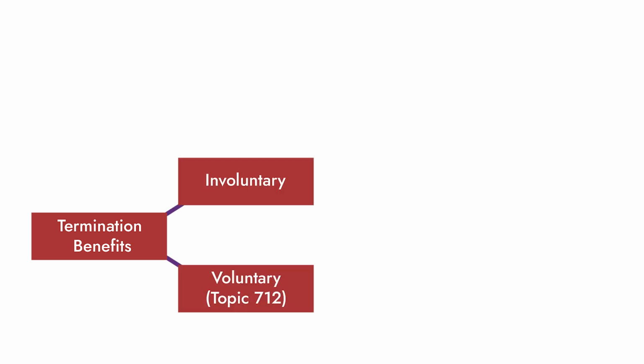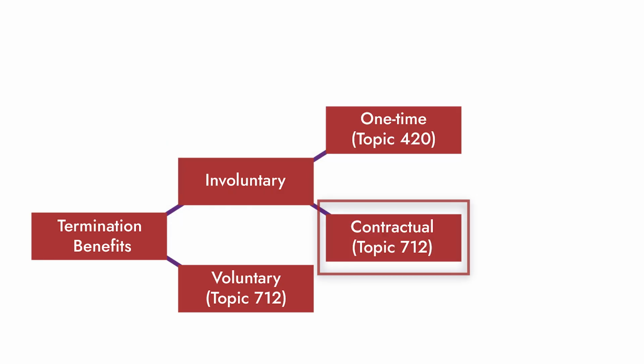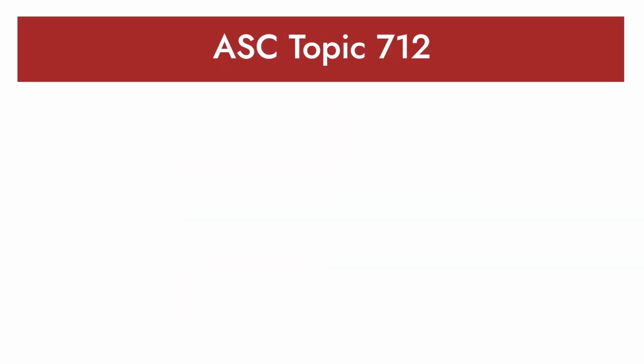Let's take a look at termination benefits. A lot of different types of termination benefits. We have involuntary and voluntary. That's the first decision we have to make. If we have involuntary termination benefits, meaning the employee did not have the choice on whether or not they wanted to terminate, we next have to decide whether those are contractual. What we mean there is they're required by law, HR policy, union agreements, things like that. If they're contractual, they're under Topic 712.